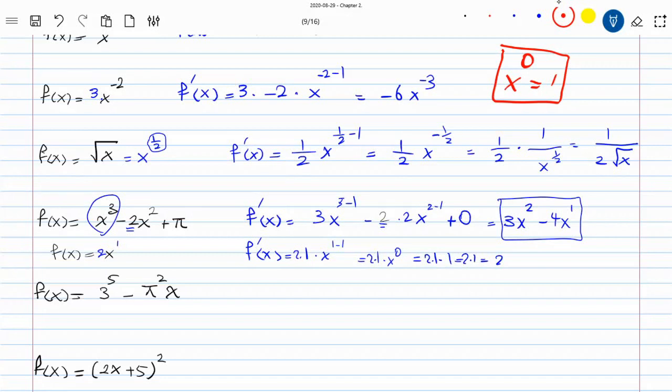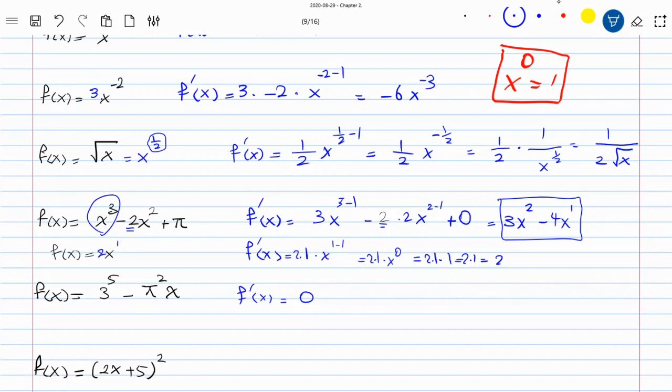Okay, let's go to the next example. 3 to the power 5. What is the derivative of that? Is it 5 times 3 to the power 4? Sorry, 5 minus 1. Not really. Do not do this. Ask yourself, what is 3 to the power 5? Does it involve x at all? Not really. 3 to the power 5 is a constant. It's 3 times 3 times 3 times 5 times. So what you get is the derivative is not this power rule. Derivative is simply 0, since it's a constant.